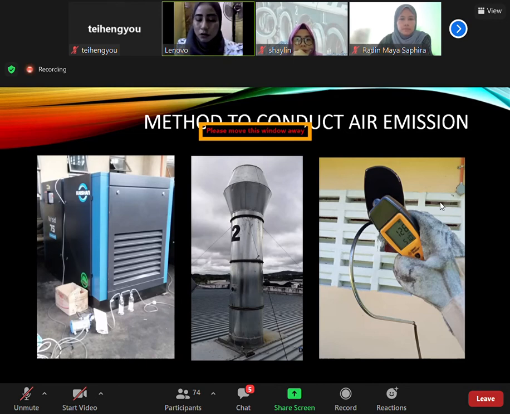Kalau untuk non-volatile organic compound 1 jam. So kena tunggu 1 jam untuk buat benda ni. So kalau macam yang ni kompresor, ini chimney. Ini chimney biasalah. Memang chimney ni okey.